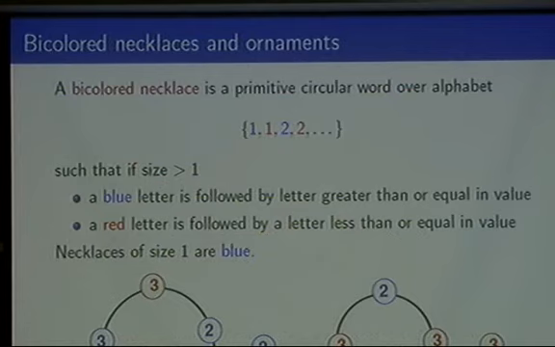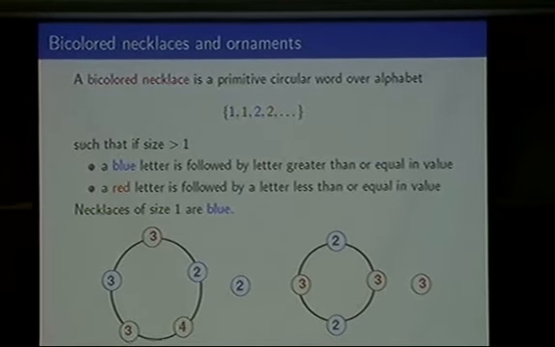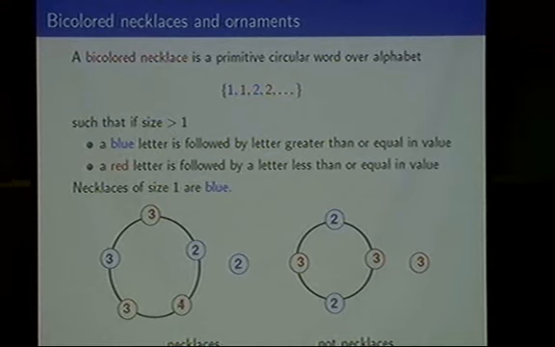Now, Gessel and Reutenauer worked with necklaces and ornaments, which are multisets of necklaces. We needed to introduce a bicolored version of these necklaces. So let me say what a necklace is. A bicolored necklace is a primitive circular word on letters where there are 2 colors to each letter in the alphabet. And we have the following rule, that a blue letter has to be followed by a letter that's greater than or equal to it in value.